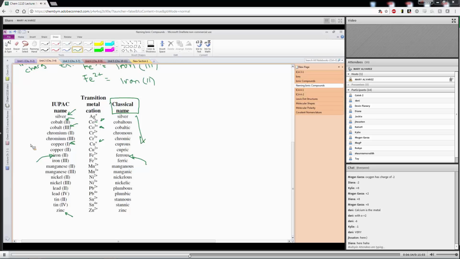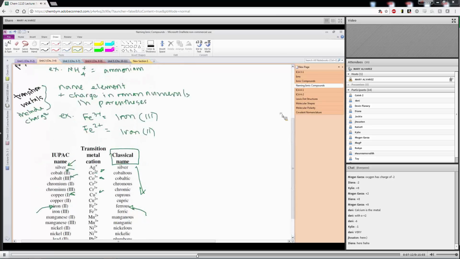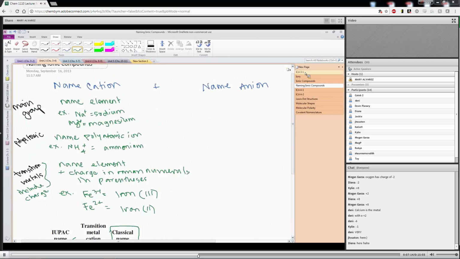Anyways, the bottom line is that you do not have to memorize classical names. I want you to know what they are because you might see them, but you don't have to use them. You will be using the IUPAC names instead, and it's just the charge. It's just whatever the charge is, that's what goes in parentheses. Okay, so that's naming cation.